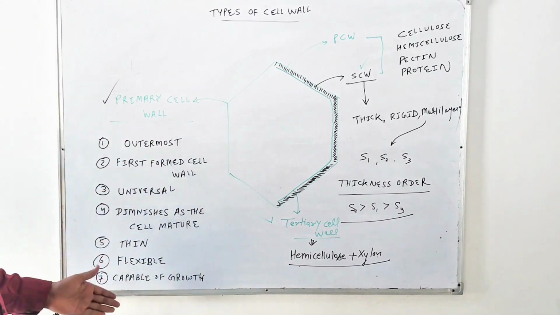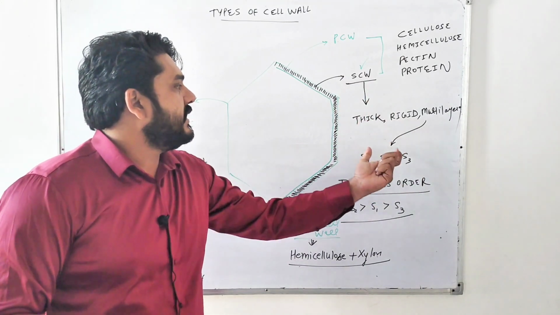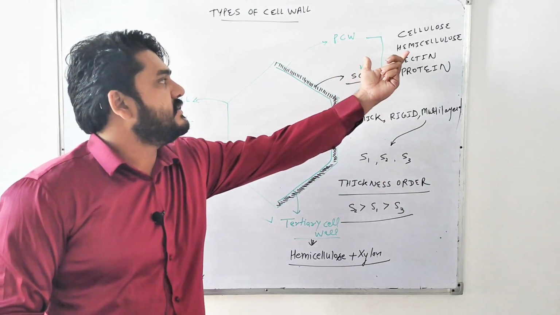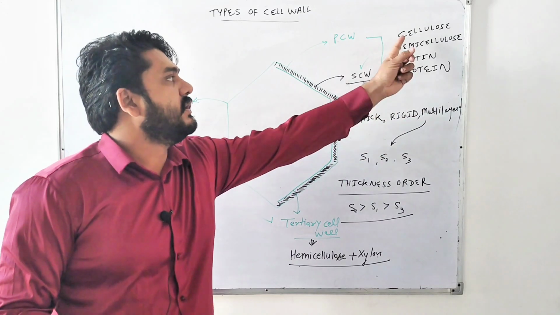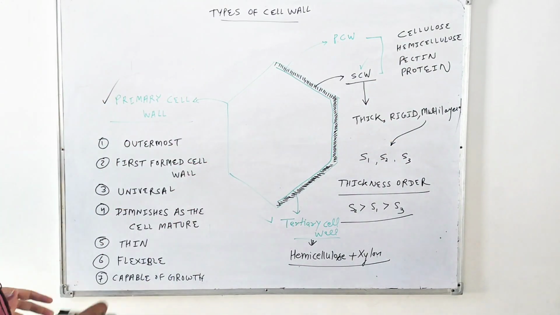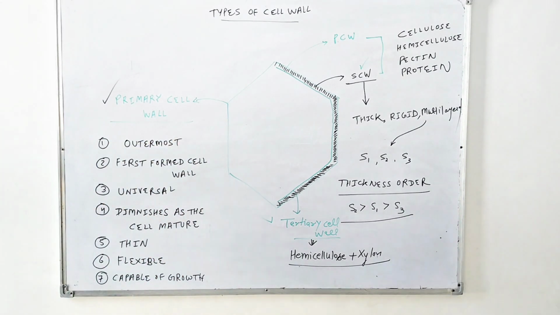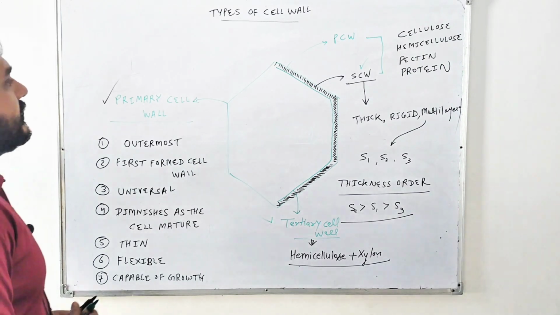Primary cell wall, these are the characteristics. Secondary cell wall, these are the characteristics: multi-layered, rigid, thick, and this is the composition of both of the cell walls: cellulose, hemicellulose, pectin and protein. Okay. So you have to remember the compositions. In the exam, it will be very important for you to remember all these compositions of the different types of cell walls.